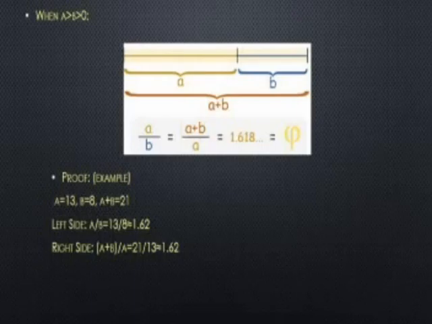The ratio of A to B is equal to the ratio of the sum of these two to the longer side, so it is equal to the ratio of A plus B to A.